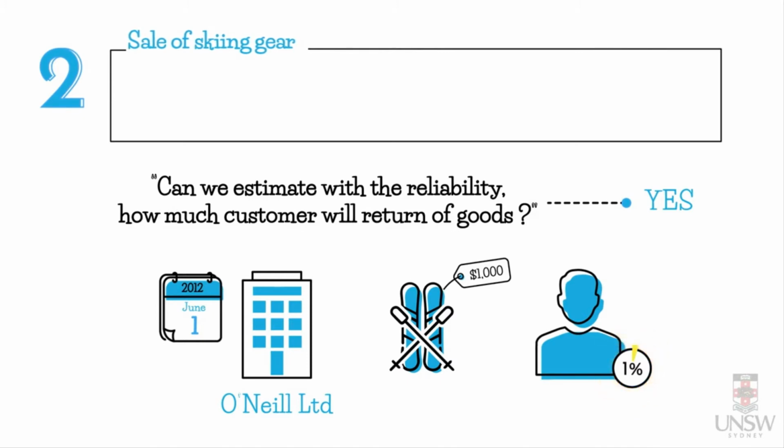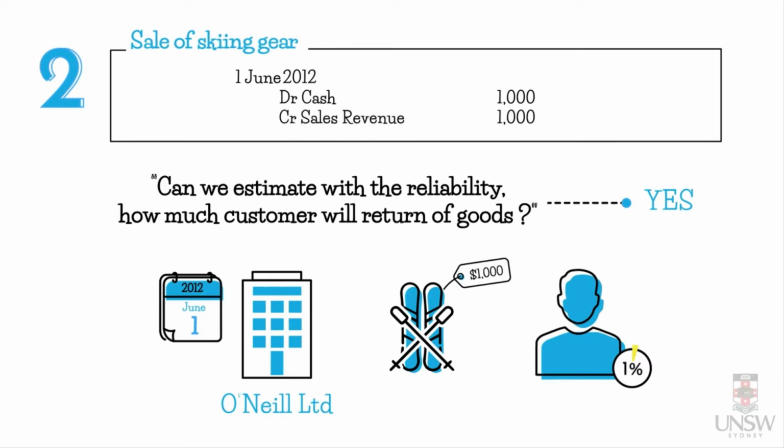So we don't have to wait for the 7-day return period to elapse. We can record the recognition of revenue at the point of purchase. So the date for this journal entry is going to be 1 June 2012. So we debit cash $1,000, credit sales revenue $1,000. We've recorded the revenue for this transaction.